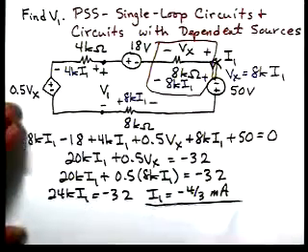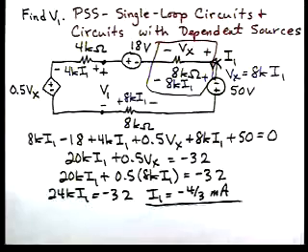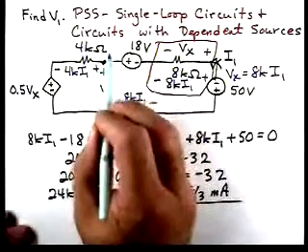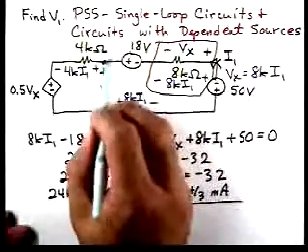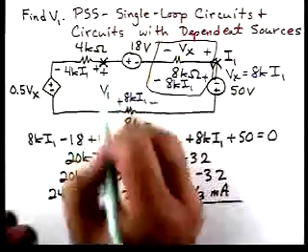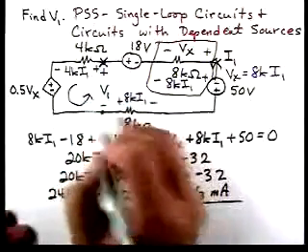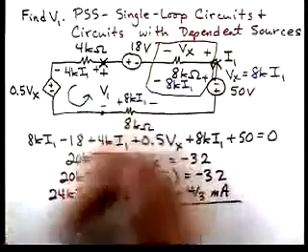So there's the current I1. We assumed it counterclockwise. The negative sign tells us the current's actually flowing in the opposite direction. Now we need to find the voltage V1. So what we'll do now is we'll use KVL and go around this part of the circuit. So we're going to go around in this direction.